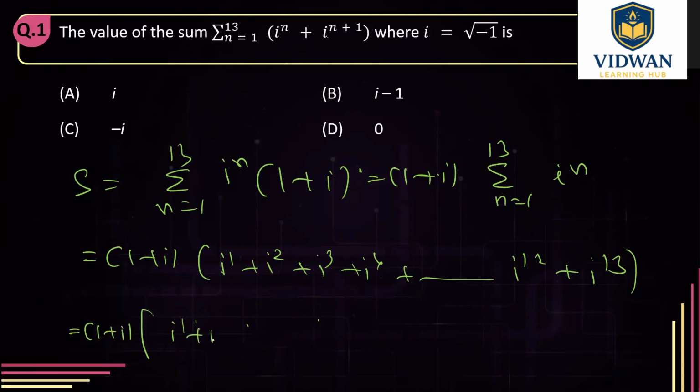i^1 + i^2 + i^3 + i^4 as one group. This sum would become 0. And then next, we have i^5, i^6, i^7, i^8. These four will add to 0.